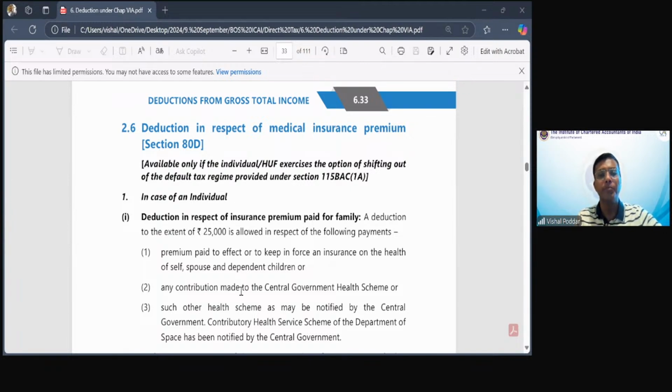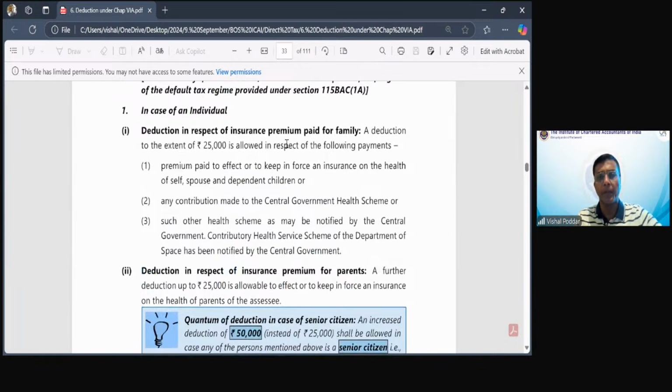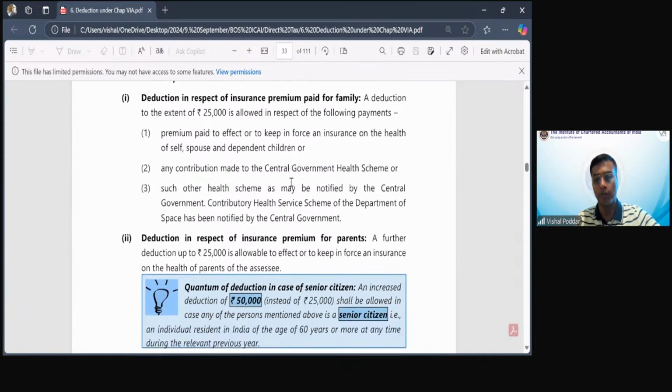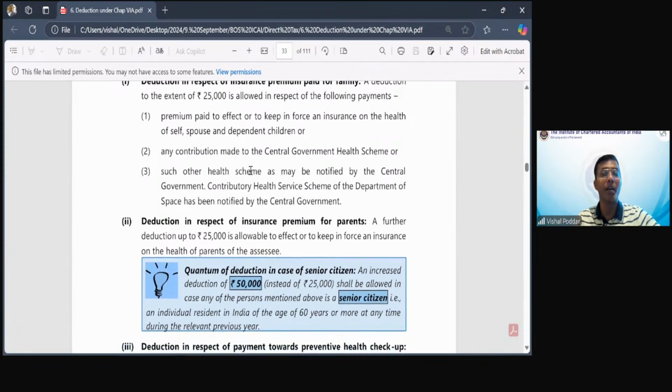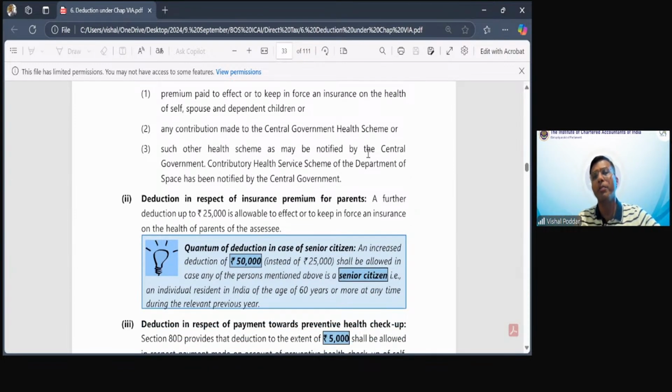Now, 80D is giving deduction where you have made payment in respect of what? We have seen the heading as medical insurance, but there are other aspects to it. Firstly, a deduction is allowed in respect of insurance premium paid for your family, and family here means: premium to effect or keep in force an insurance on health of self, spouse, dependent children, or contribution to central government health scheme. It is nothing but mediclaim insurance of central government or such other health scheme as may be notified.